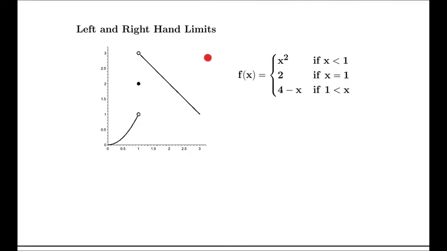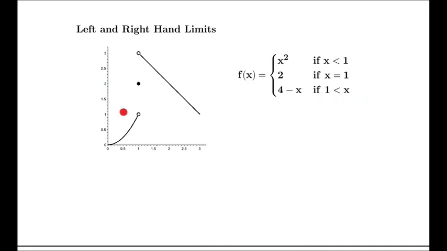Now let's talk about left and right-hand limits. Let's start with this example. Let's take f of x, which is a piecewise defined function. It's x squared if x is less than 1. It's 2 if x is equal to 1. And it's 4 minus x if x is greater than 1.